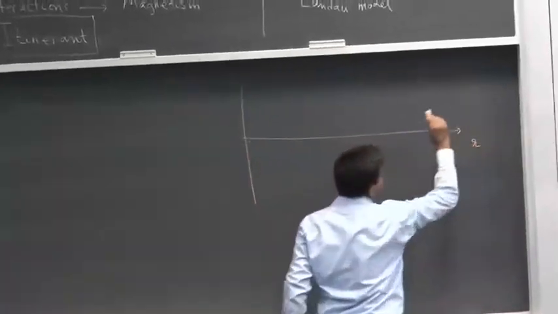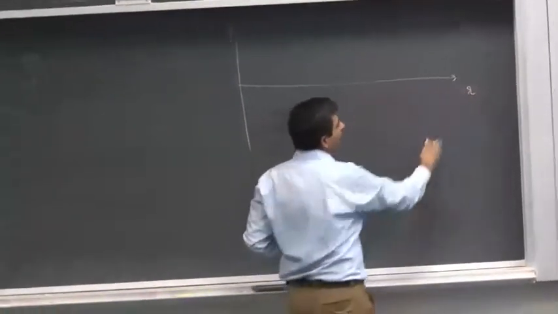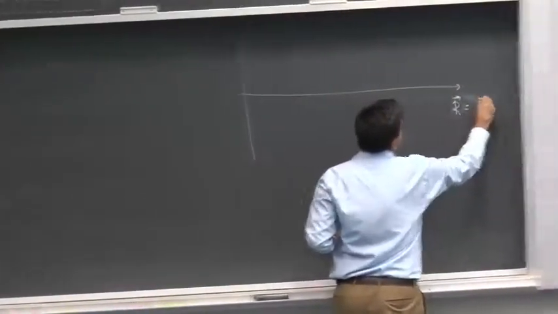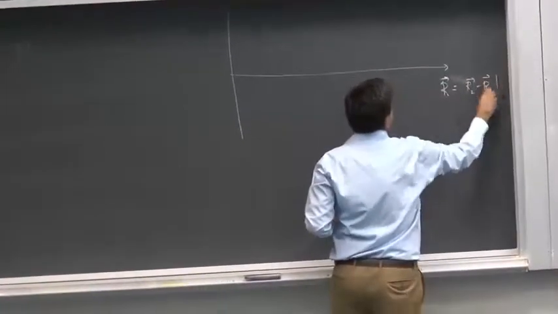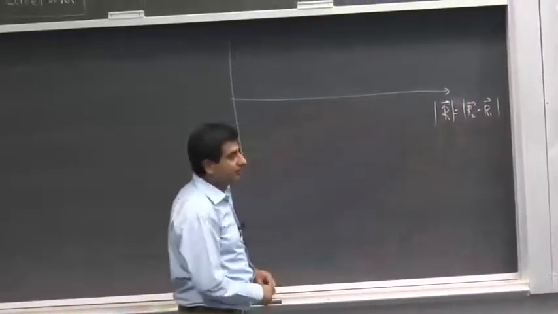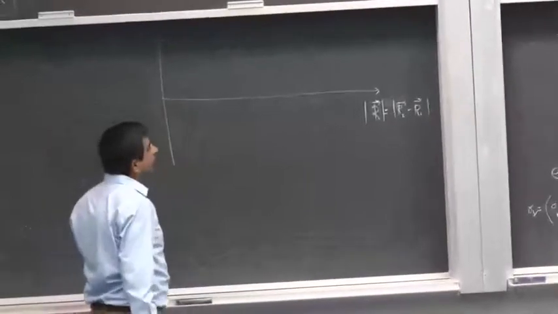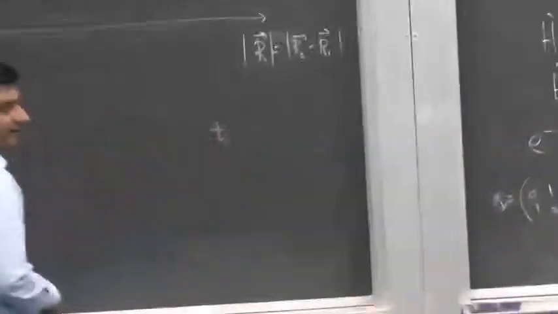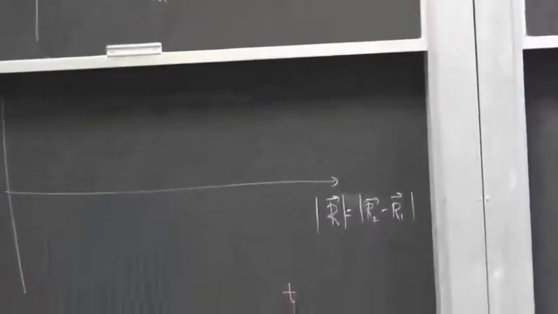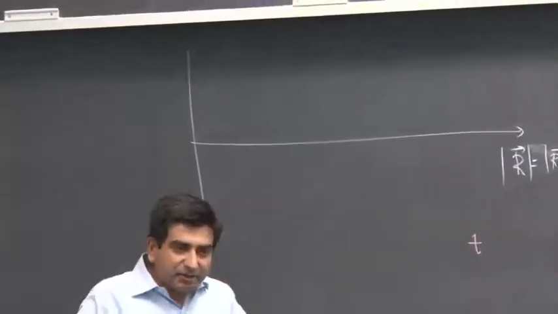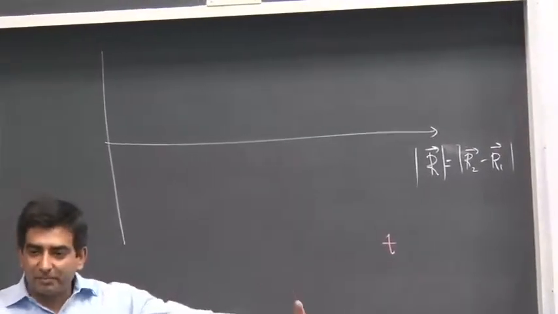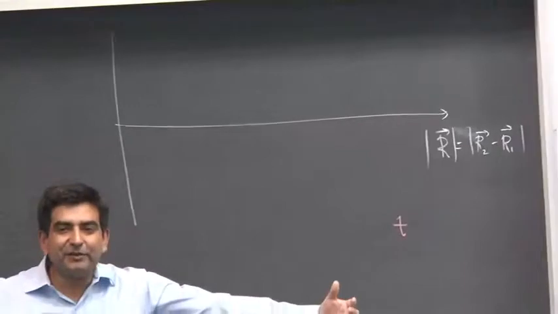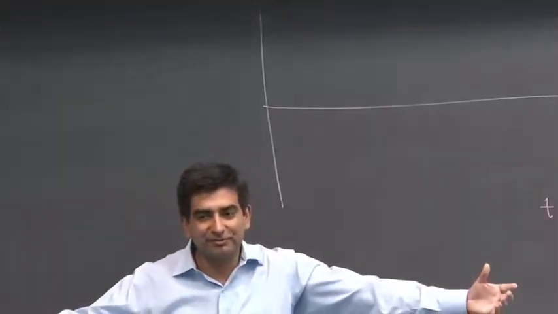Let me call this R. The distance between the two nuclei, or capital R, is R2 minus R1. Now this function T, this number T, is a hopping integral, a hopping number. It depends upon the distance between the nuclei. If the nuclei are far apart, T is small, really small, almost zero.